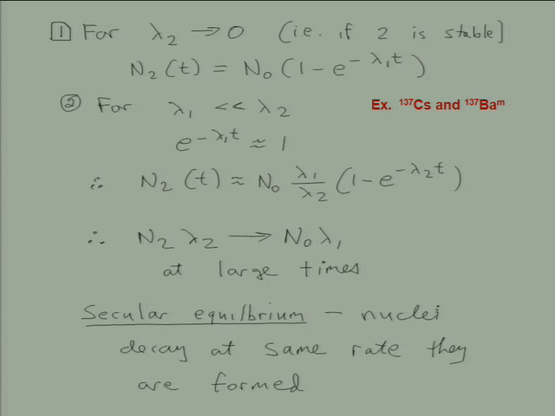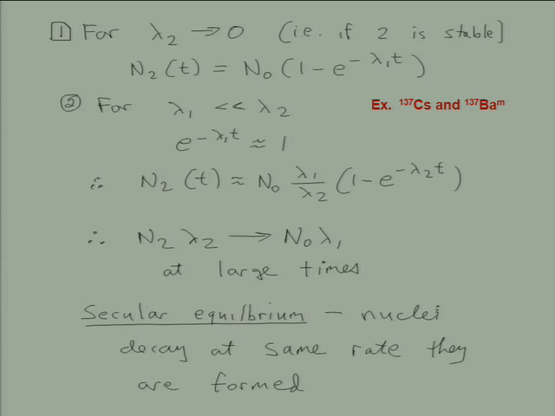What that means is e to the minus lambda 1t over the few minutes I'm doing my experiment is essentially a constant, and it's equal to 1. Because t is very, very small, lambda 1 is very, very small, and so therefore e to the minus lambda t is essentially 1. What that means then is I can simplify the expression for number 2. n2 of t becomes n0 lambda 1 over lambda 2 times 1 minus e to the minus lambda 2t.